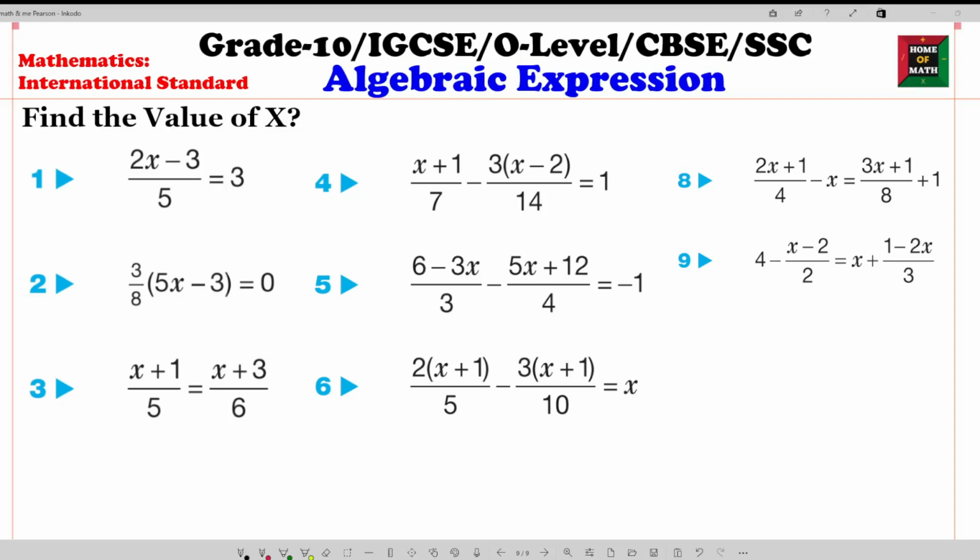Following algebraic expression, we will find out the value of x. Let's start. Number 1. (2x - 3) divided by 5 equals 3. So (2x - 3) divided by 5 equals 3.